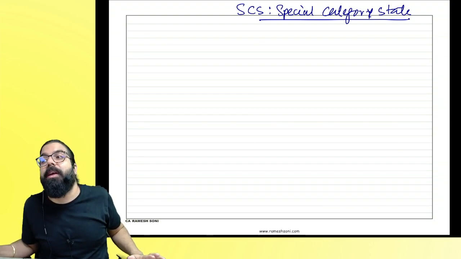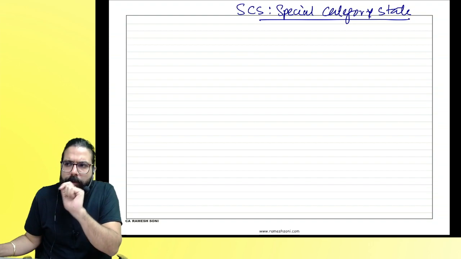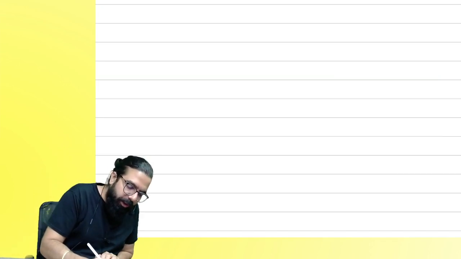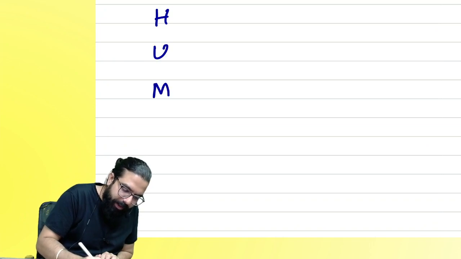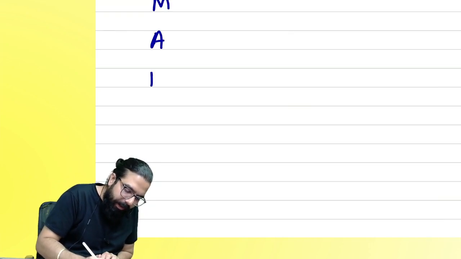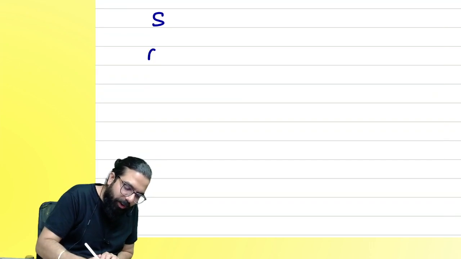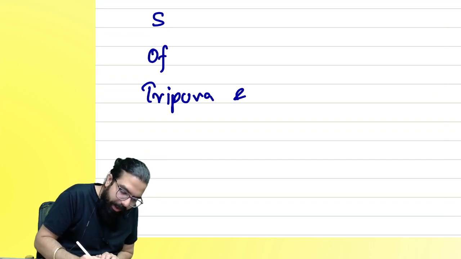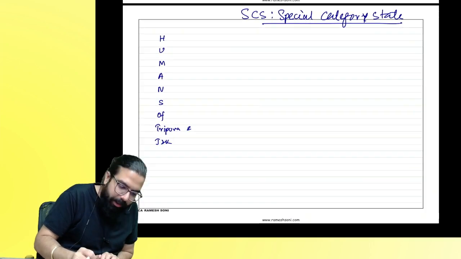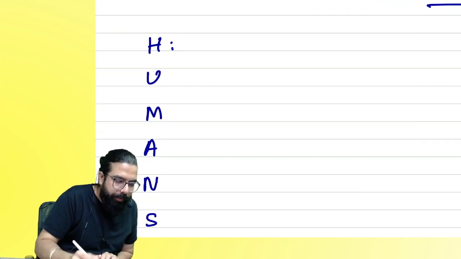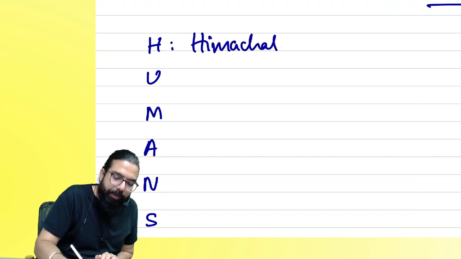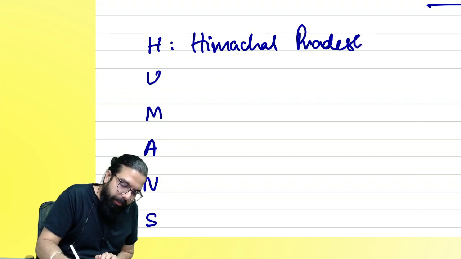Sir, who are the special category state? They are not humans or what? They are also humans only, everyone. Yes or no? So we should always remember HUMANS. Humans of Tripura and Jammu and Kashmir. H for Himachal Pradesh. People, you have to remember. Himachal Pradesh. U for Uttarakhand.